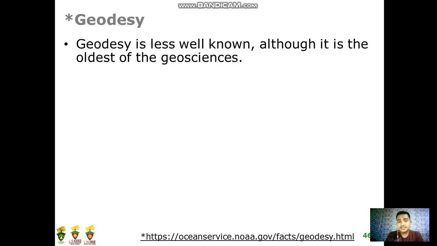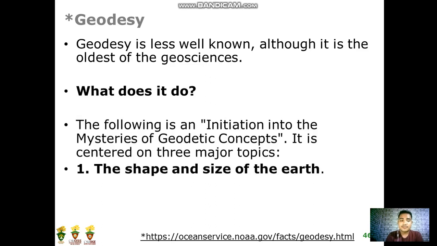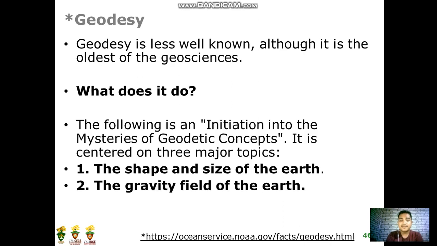So, geodesy is less well known, although geodesy is the oldest of the geosciences. So, kung maingon tag geodesy, unsa day ginabuhat ani? Unsay naaani sa geodesy? So, the following is an initiation of the mysteries of geodetic concepts. It is centered on the three major topics, which is the studying of the shape and size of the earth, the gravity field of the earth, and the point positioning.